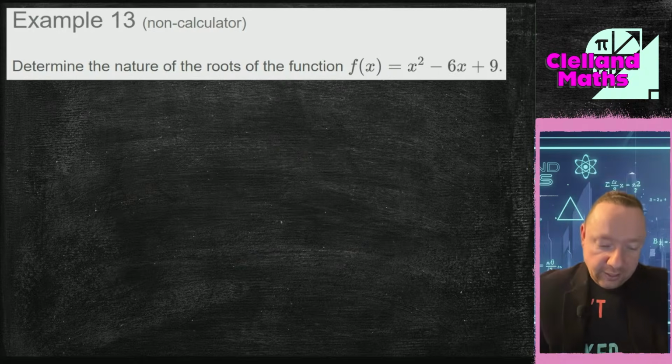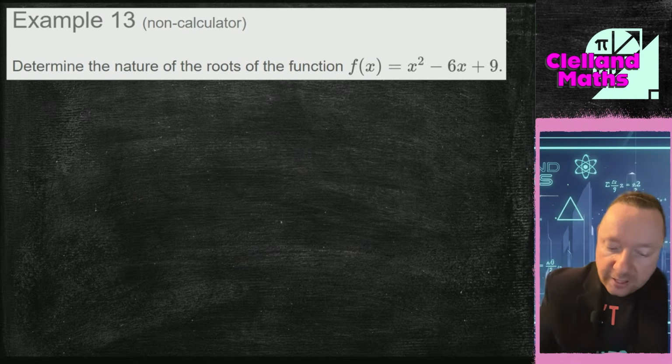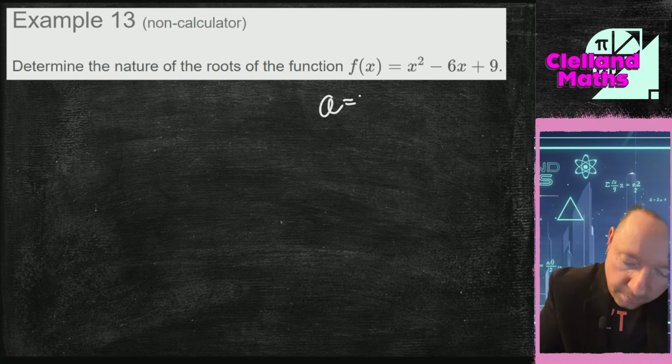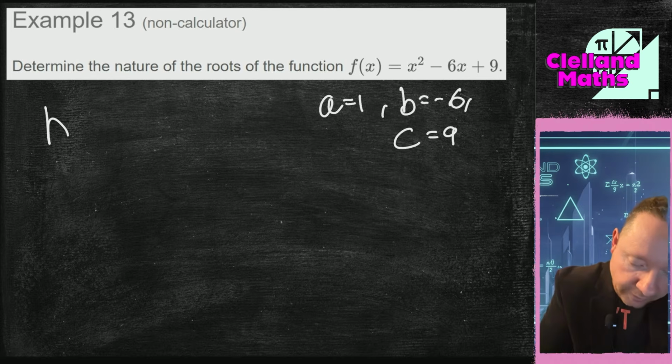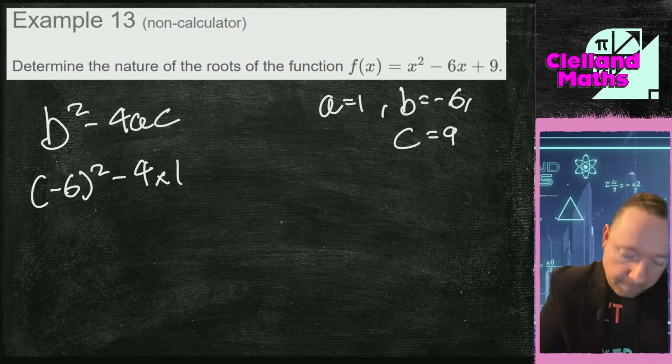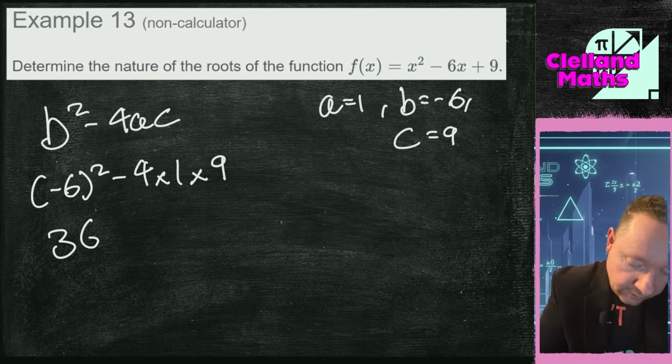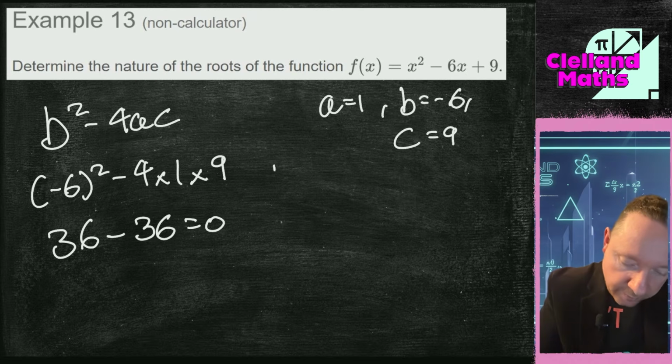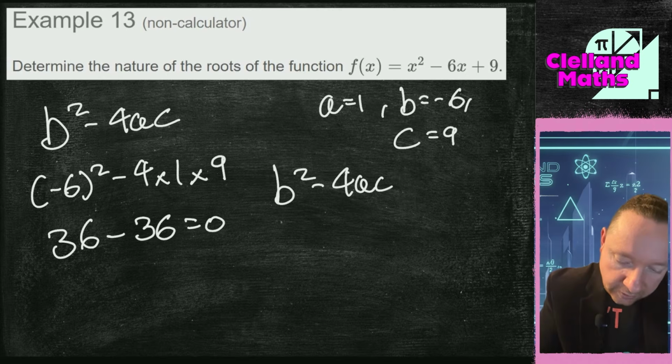Well done there. Example 13, determine the nature of the roots of the function x squared minus 6x plus 9. So a is 1, b is minus 6, c is 9. So we do our b squared minus 4ac, which is the discriminant. So that's minus 6 squared minus 4 times 1 times 9. That's 36. Minus 4 times 1 is minus 4, times 9 is minus 36. So that's 0.